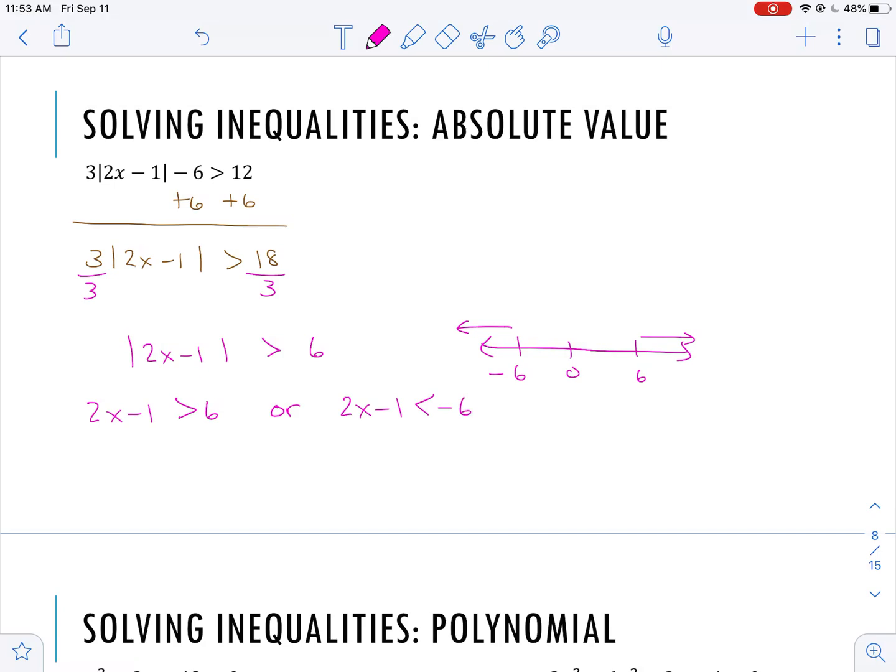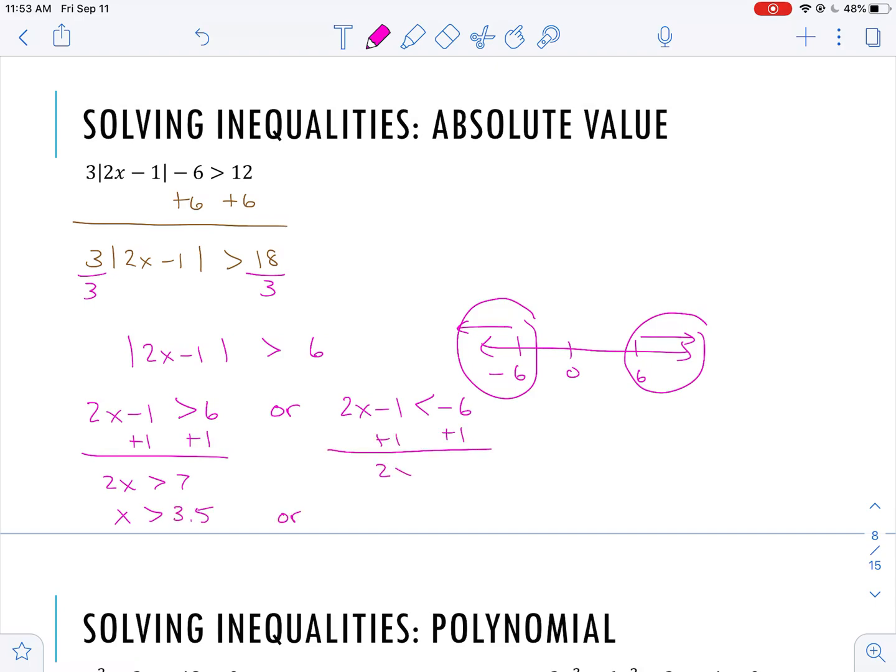Looking at that picture, 2x minus 1 needs to be bigger than 6, which represents this picture, or it needs to be less than -6, which represents this picture. Now you just solve both of these. Add 1, 2x is greater than 7, so x is greater than 3.5. Or add 1, 2x is less than -5, so x is less than -2.5. And those are your two solutions.